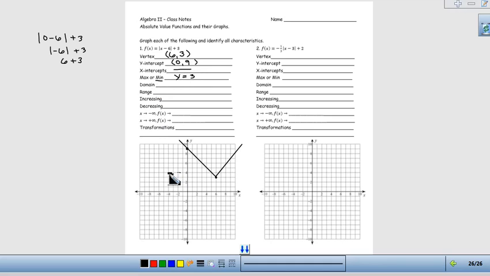Domain. Domain tells me how far to the left and how far to the right my graph goes. This graph goes infinitely left and infinitely right. So my domain is -infinity to +infinity.